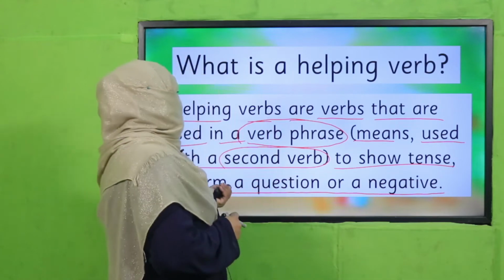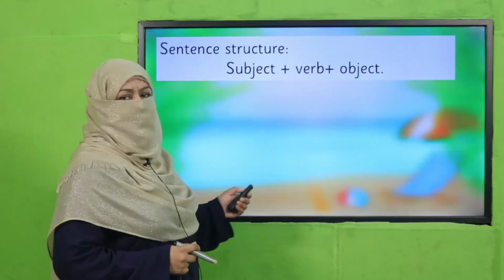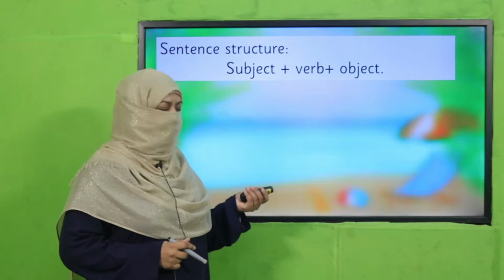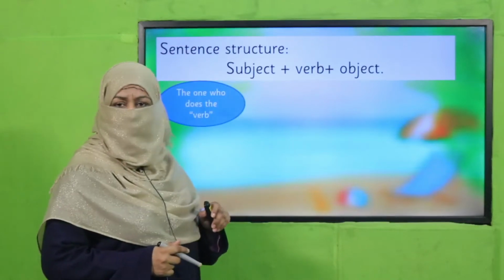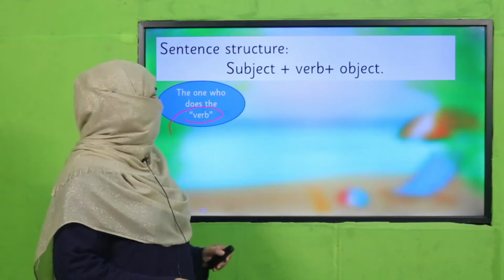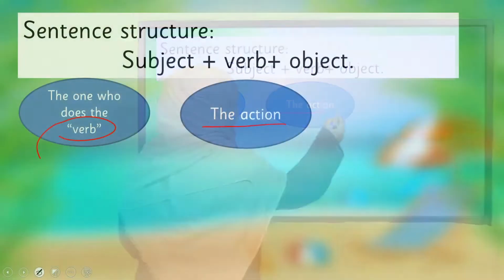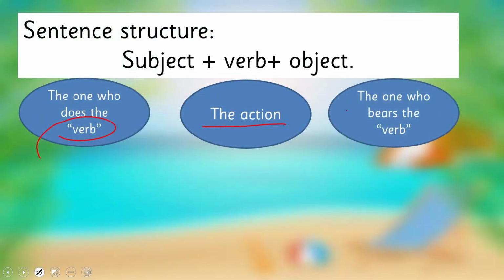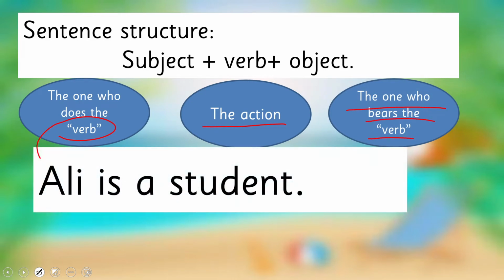Okay. So my dear children, now this is the sentence structure. What is the subject? The one who does the verb, the one who does the action. And what is the verb? The action itself. And the object, the one which bears the verb, right? And its example is, Ali is a student, right?